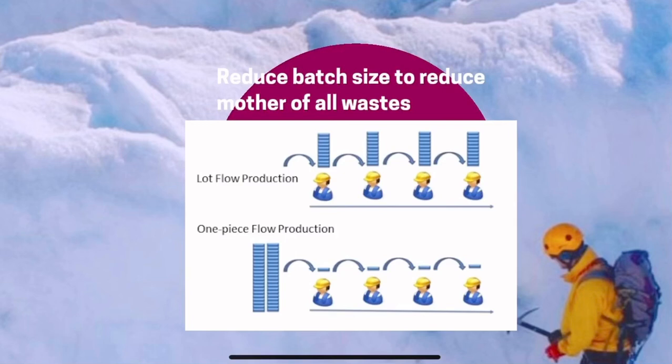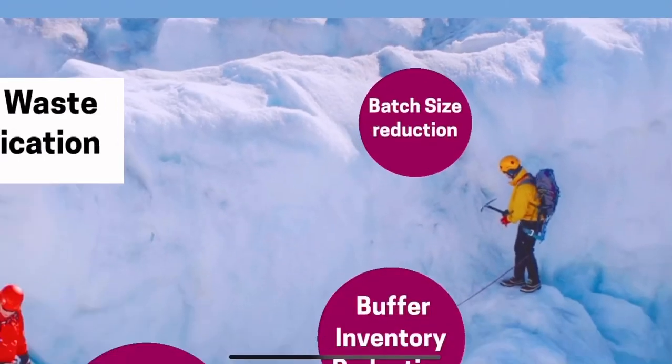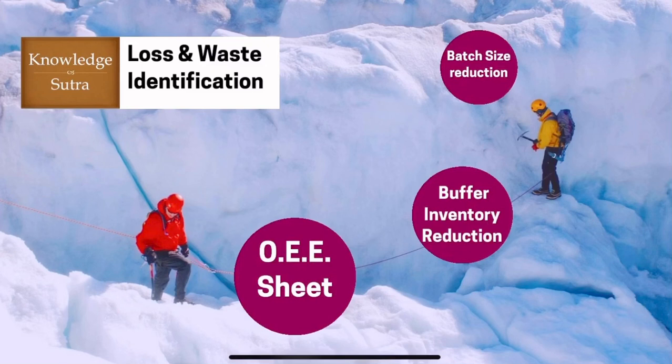And when you are trying to reduce the batch size, you will surely deal with the waste of motion, waiting and skills of the operator. It will give a chance for the operators to use their innovation and make some kaizen in the system to make fast changeovers and reduce the setup time of the production system. This is all about ways of identifying loss and waste in any manufacturing system.